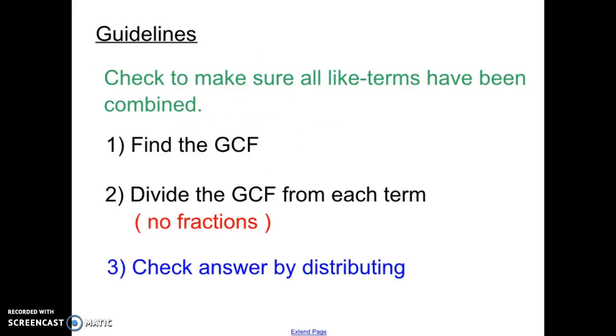First of all, you always want to check to make sure all like terms have been combined. Most of the time, they have been before you've started. For the purposes of this video, you do not have to worry about that step. First thing we're going to do is find the greatest common factor. Second, we're going to divide the greatest common factor from each term. Assuming we've done everything right, when you do the division, there should be no fractions. Third, we're going to finish off by checking the answers by distributing.